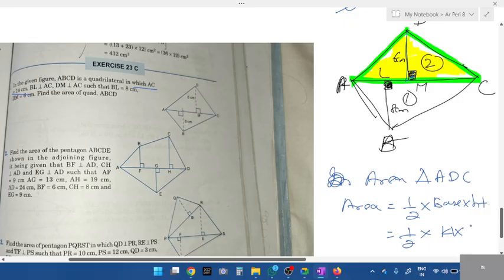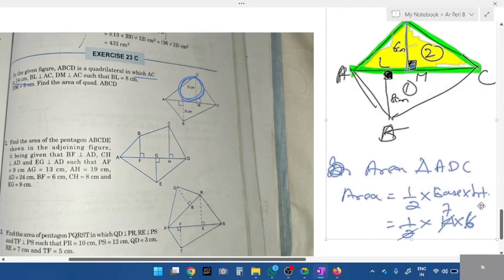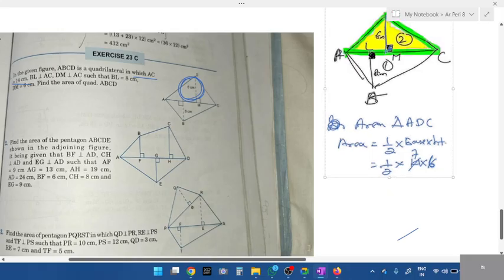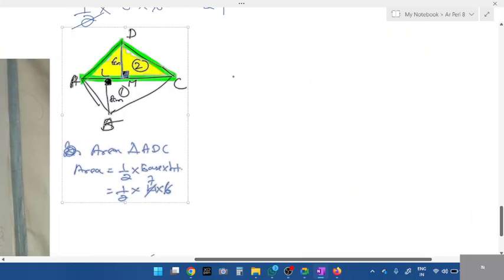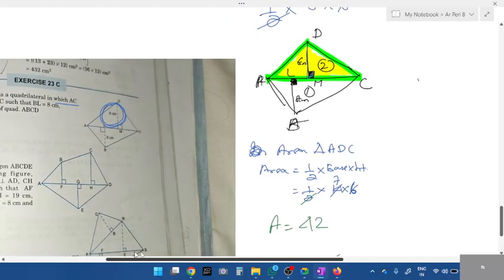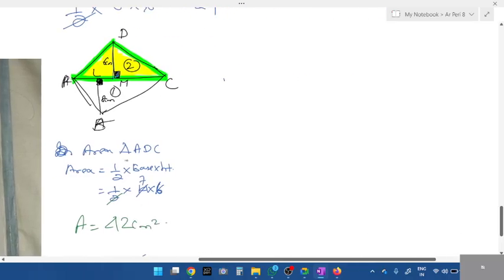AC is 14, into what is height? What is height, students? Look at the line DM. How many centimeters? This one, 6 centimeters. So what's the answer? 2 ones are 2, 2 sevens are 14, 7 into 6 is 42. Understood how to find the area of one triangle? Is it clear? Area of one triangle is 42. Don't write when I'm teaching, please. Listen. 7 sixes are 42, meter or centimeter? Centimeter square. This is just the area of ADC.